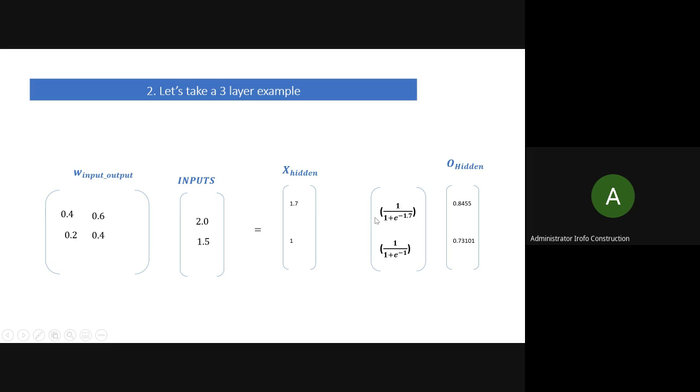The 1.7 is coming from this side here. Then the second one is the same thing, 1 over 1 plus e to the negative 1. And the 1 is just coming from this side here. So when you get this modulated signal here, just apply the sigmoid function to it. And that will give us the output from that layer.